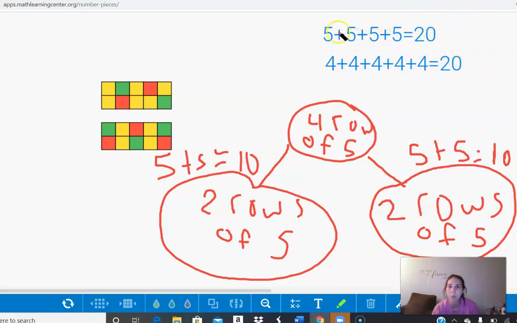If you notice, we had 1, 2, 3, 4 5s, and we have 1, 2, 3, 4. So we still have 4 rows of 5. Even if we break it into 2 groups, we still have the same number. Okay? All right, let's look at one more.